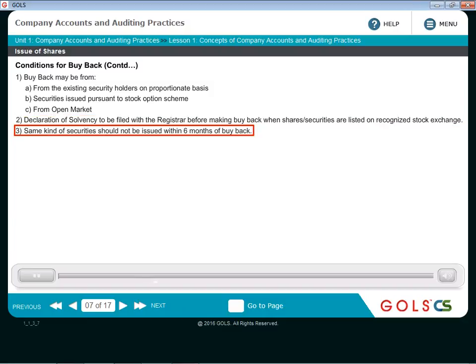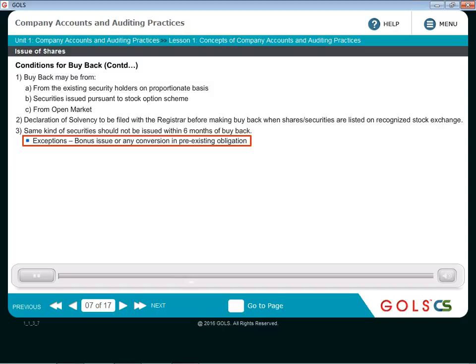Same kind of securities are not to be issued within 6 months of buyback. So suppose today the company has bought back the equity shares, then within the next 6 months, in less than 6 months, the company cannot again issue the equity shares. That is not allowed. Otherwise, it defeats the whole purpose of the buyback. Very recently, the company had bought back the same class of shares, so there is no reason why the same class of shares should be issued again. Or to say it the other way, then there was no need for the buyback, if anyway within such a short term the same shares were supposed to be issued by the company. Exception: bonus issue or any conversion happening out of pre-existing obligations.